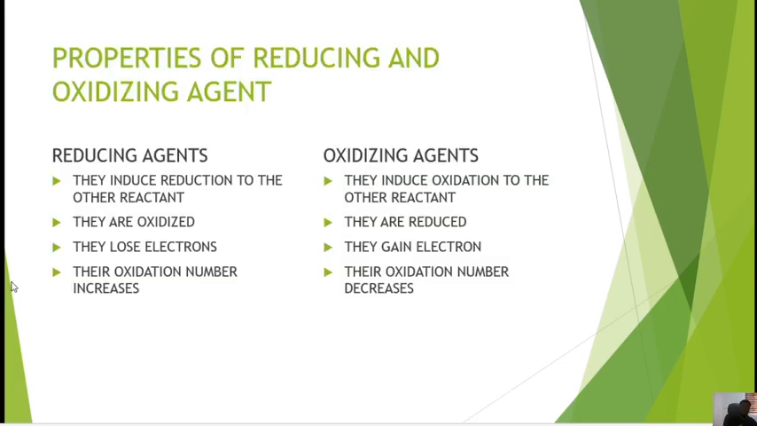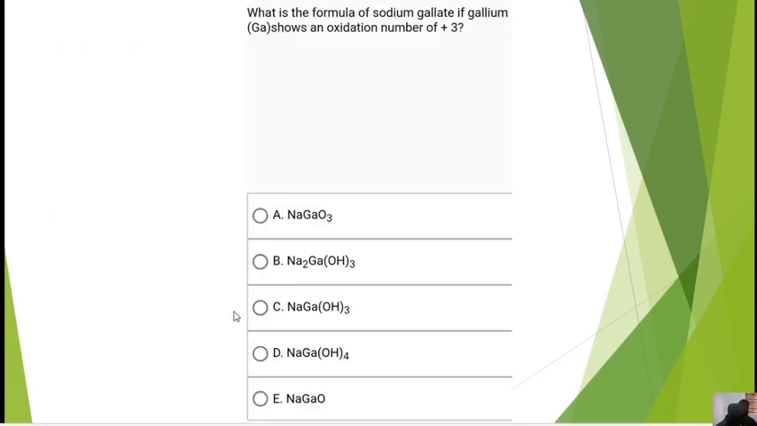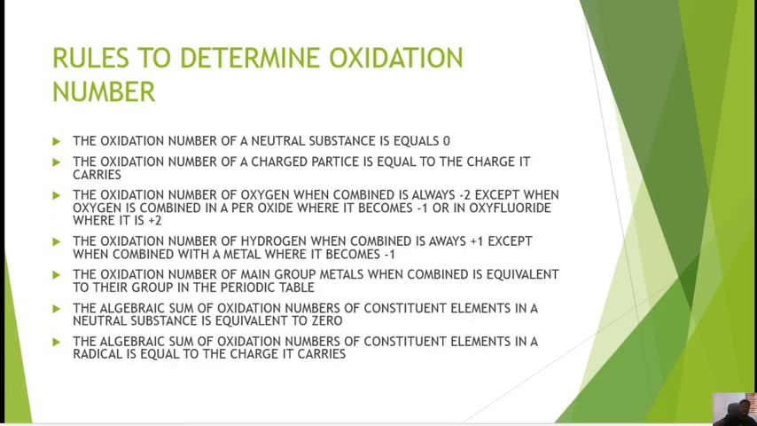So if we are to go back to the rules, we will notice something. What are the rules we will notice? First of all, oxidation number of a neutral substance is equal to 0. Second of all, the oxidation number of a charged particle is equal to the charge it carries. Oxygen is always -2 when it is combined. Hydrogen is always +1 when it is combined.